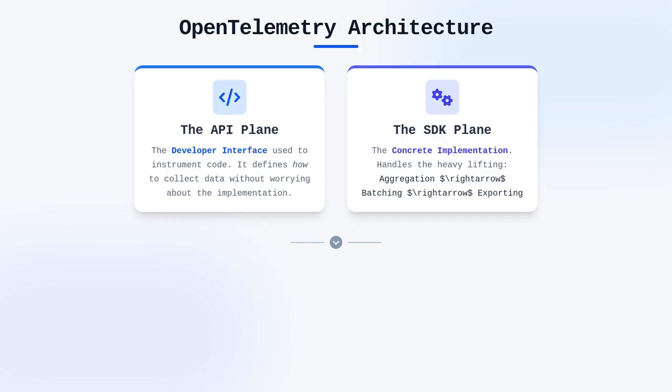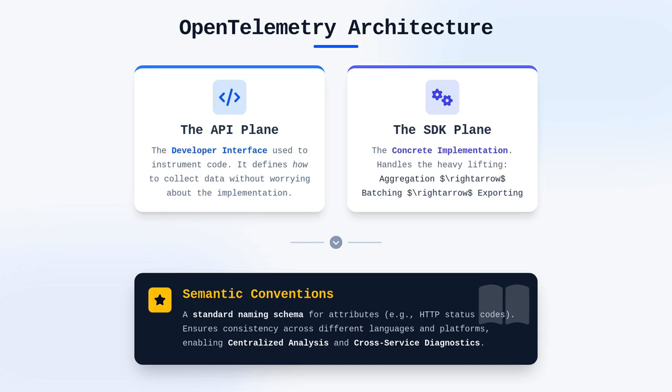One of the most important concepts to master is the semantic convention, which provides a standard naming schema for attributes across different systems. By adhering to these conventions, you ensure that your attributes, such as resource identifiers or HTTP status codes, remain consistent regardless of the underlying language or deployment platform.